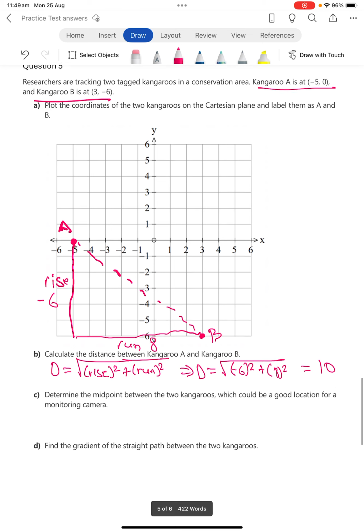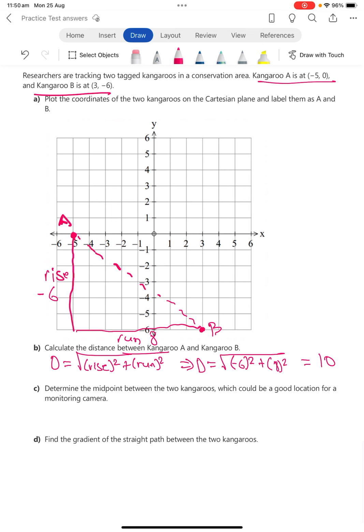Okay. The midpoint between the two, I know I showed you how to do it using the formula on the previous one, but I'll show you a different way this time. So remember, the midpoint is just halfway between A and B. So let's look at what would be halfway vertically. If I've gone down 6, I need to go down 3. So from starting up here at 0 and going down 3, I would end up at -3.